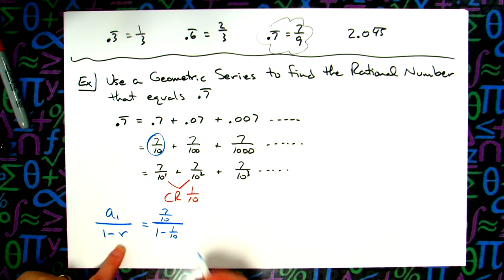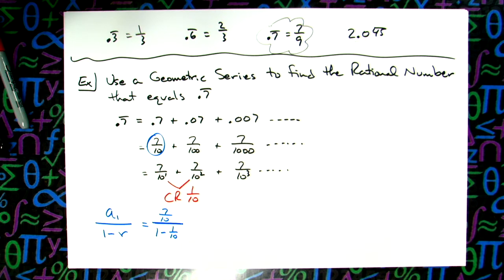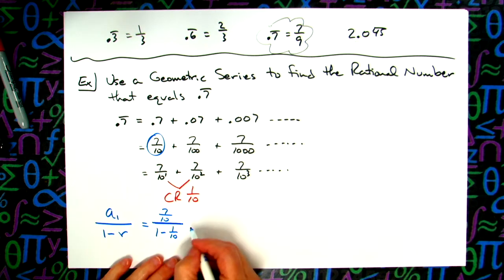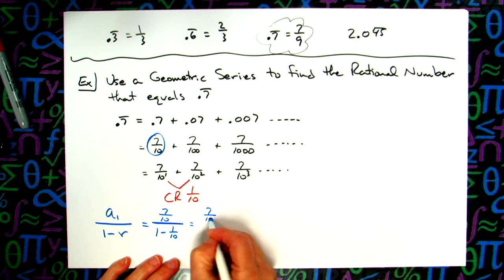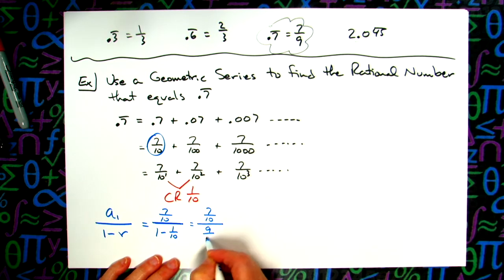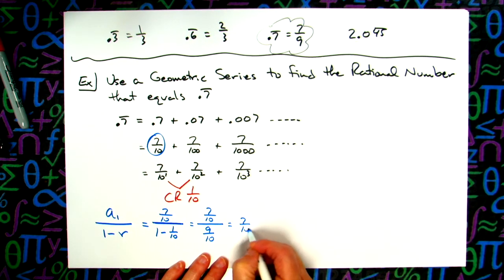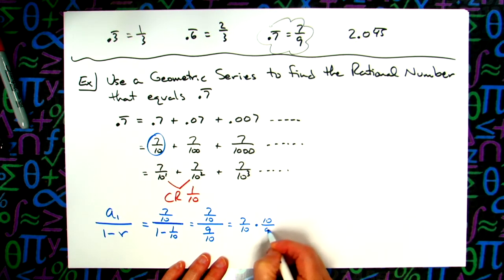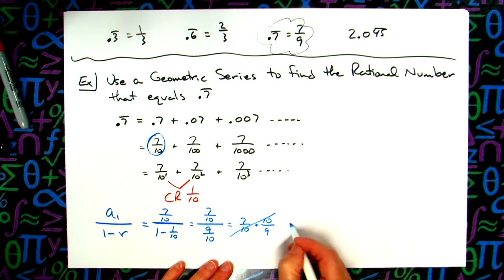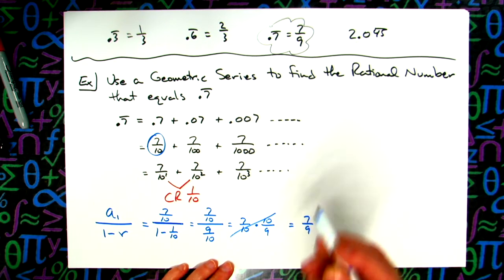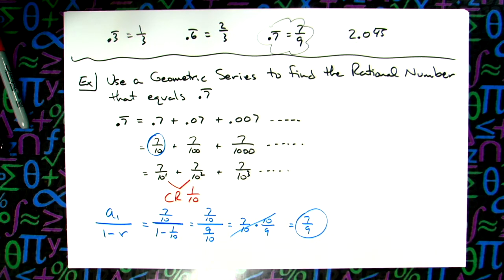What's 1 minus 1/10? 9/10. So 7 over 10 over 9 over 10. If I do the keep it, switch it, flip it thing, I've got 7 over 10 times 10 over 9. The 10s cross out. I get the fraction 7/9, which we knew it was going to be, so that's good that it worked out. That's one way to take a repeating decimal and turn it into a fraction. You can use these geometric series to do that.